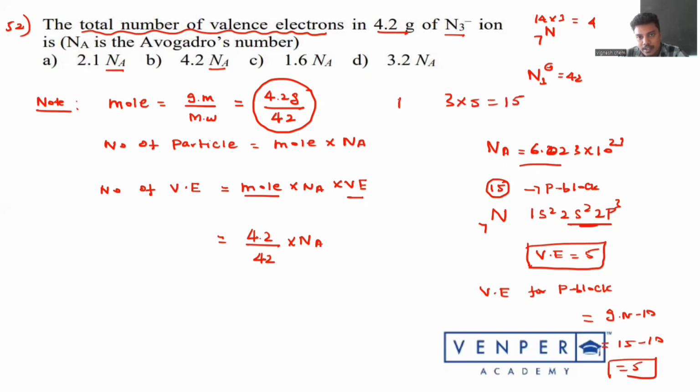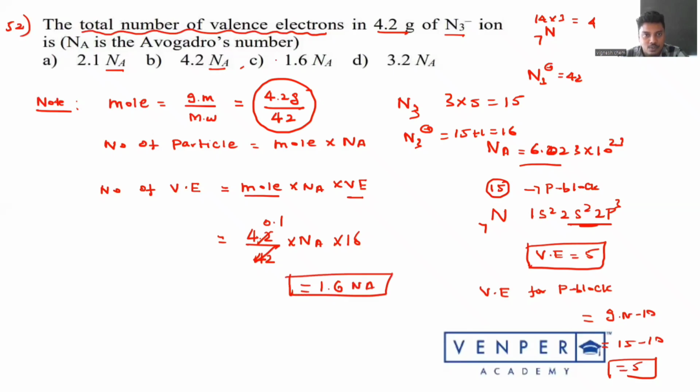Okay, this is N3. Now, in the question, they give N3 minus, right? Therefore, N3 minus means you have to add one electron. The 15 plus 1, I get 16. In case of N3 plus, you have to subtract: 15 minus 1, 14. In case of N3 minus, therefore, answer is 16 into NA. Therefore, option C is correct for this question.